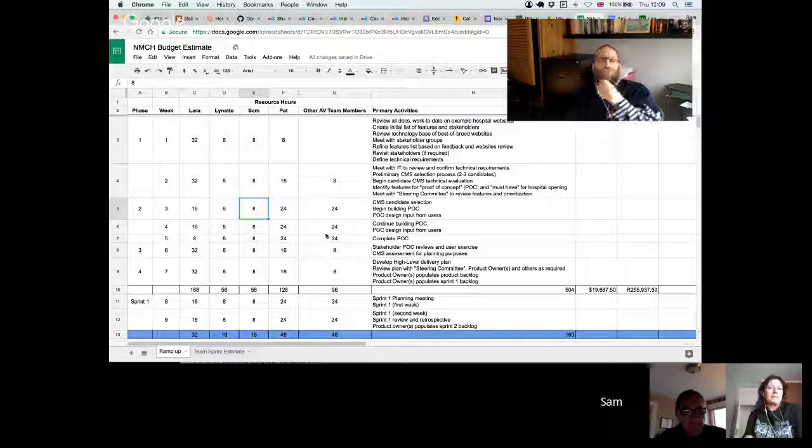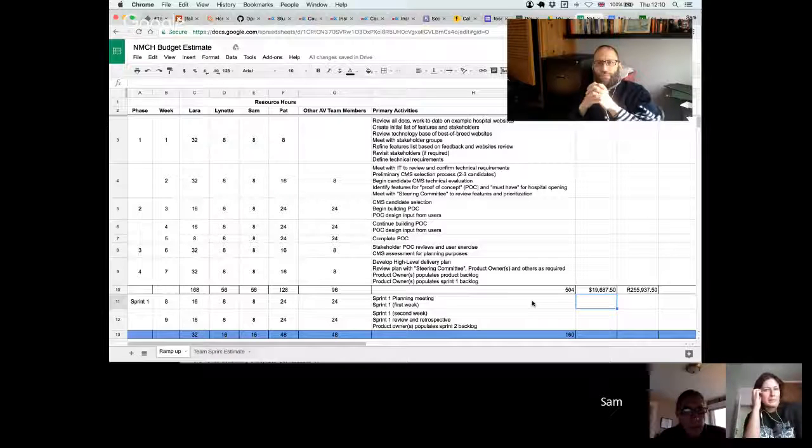You can do an adjustment to the spreadsheet that basically sets a rate for each person and then works out a precise figure. Right, so with Sam, Pat, Lynette, and Laura, we're more at the $600 per day rather than the $250, that kind of thing. So I'll work out the details on that, Laura, and update the spreadsheet. Thank you. I appreciate that.